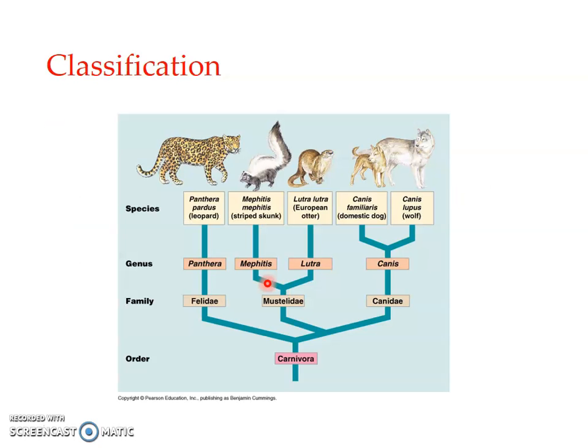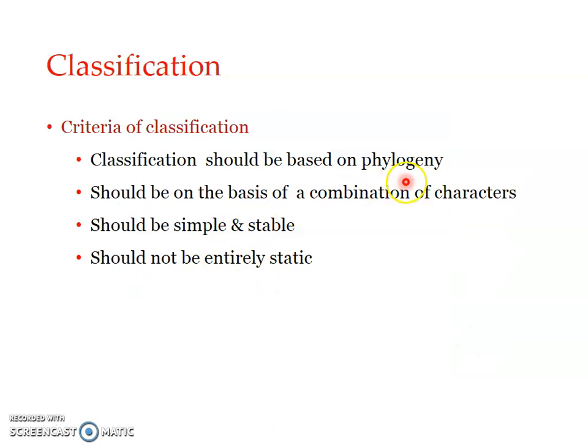Okay, so this is with respect to the criteria of classification. Now I hope it is clear. That is, it should be based on phylogeny. When we are studying the phylogeny, it should include homologies and analogies. It should include plesiomorphic and apomorphic characters. Okay, and it should not be based on a single character. Instead, it should be on the basis of a combination of many characters.